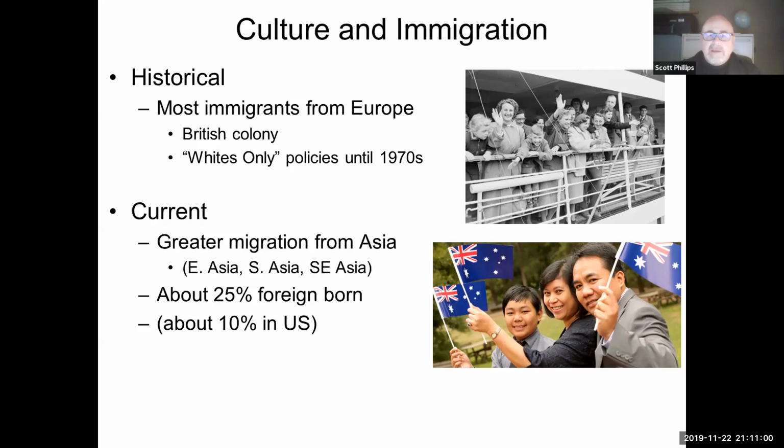But since the 1970s, that's changed dramatically. Now Australia is more integrated with Asia, both economically and culturally, because of larger migrations of people from Asia, from all parts: East Asia, South Asia, Southeast Asia. And Australia, more than the United States, is really a country of immigrants. About a quarter of the population of Australia is foreign-born. Just to compare, it's about 10% of the population of the United States.